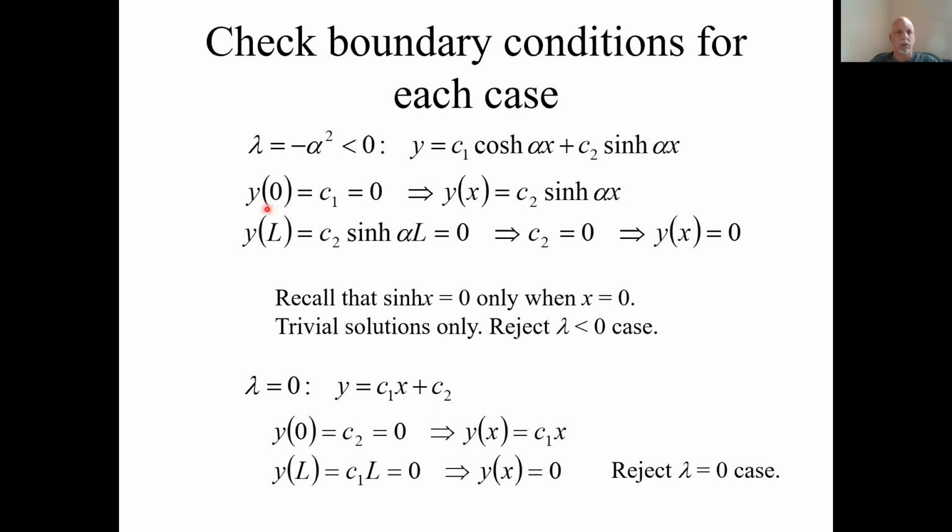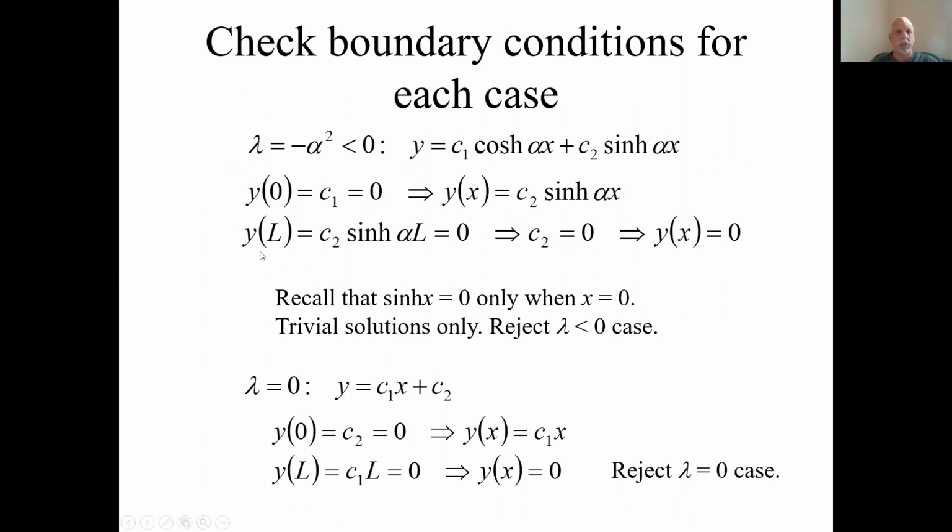One condition was if the argument is 0, the answer is 0. So if we put in 0 for x, cosh of 0 is 1, sinh of 0 is 0. So we just get C1 must equal 0. So what's left as a solution that satisfies that boundary condition is this here, C2 sinh alpha x.